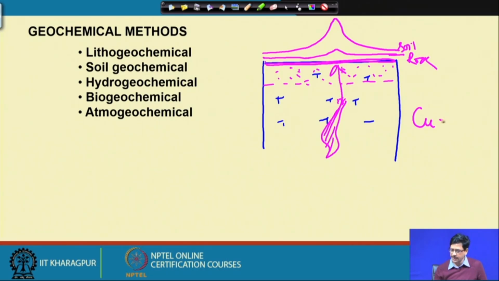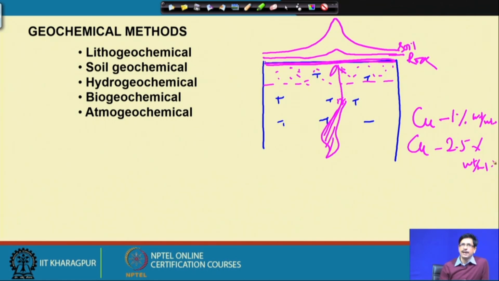In the first case, the copper concentration is, say, 1%. It might correspond to an anomaly which will be small, whereas in the other case, suppose the copper concentration is about, say, 2.5 or even more than that weight percent. So, we will have a higher anomaly. So, the situation that I am trying to depict here is what essentially we look for in a geochemical survey, a geochemical prospecting program, to systematically sample.